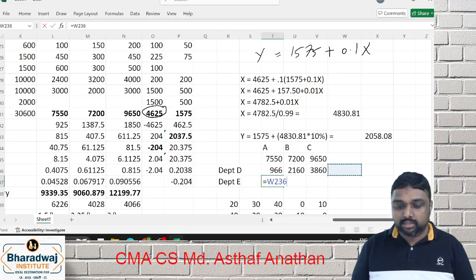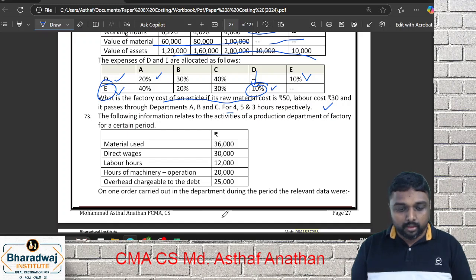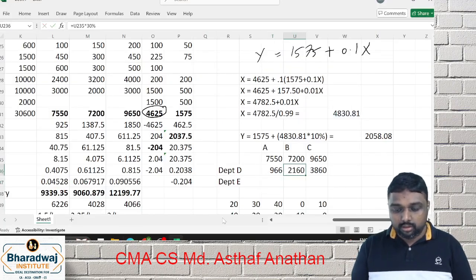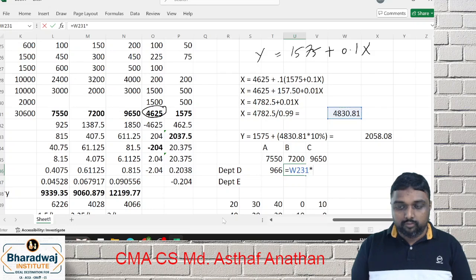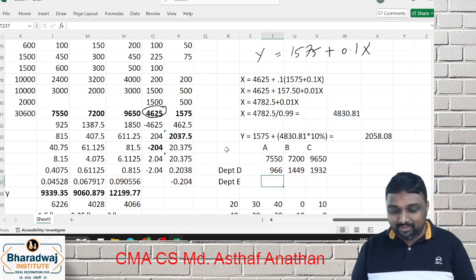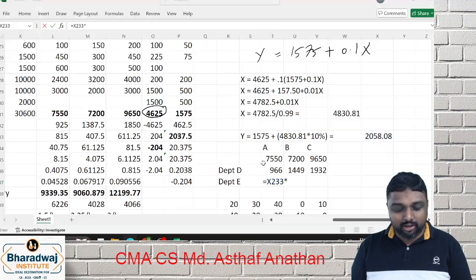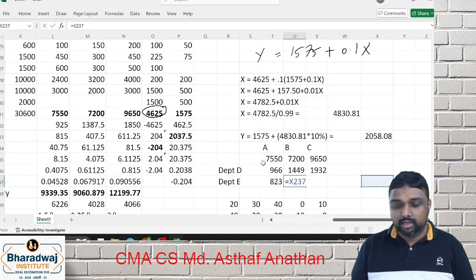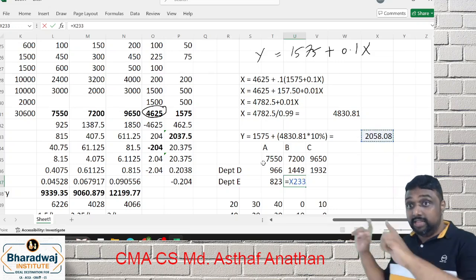Department E amount is this. 4830 into 20%. That only I have taken. 4830 into 30%. 4830 into 40%. Same one. Now we'll change the angle. So here 250 into 40%. Here 2558. You should not change the column.